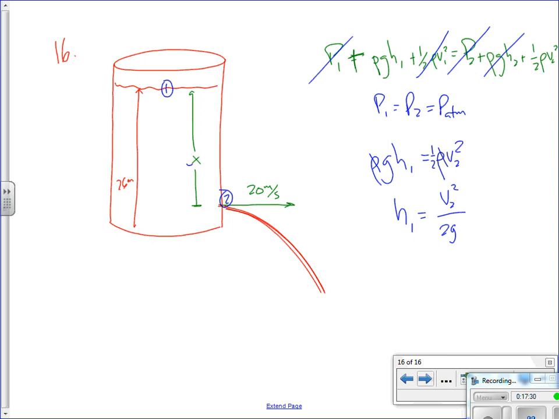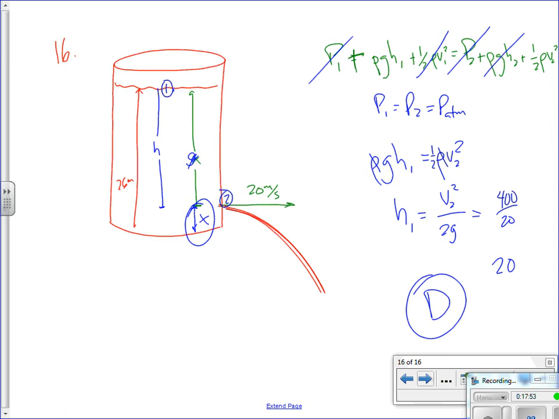Oh, we don't want this x, do we? We want this x. So this is 400 over 20, that's 20. We just found h, but we want x. X equals 6. Answer, where are you? It's D. If you use g as 19.6, you'll get something a little bit different. A little bigger, it'll be 20.4 or something. Okay?